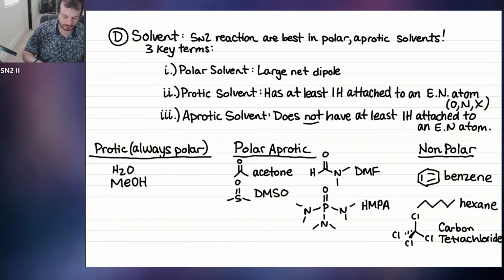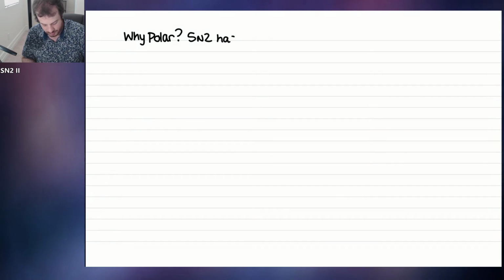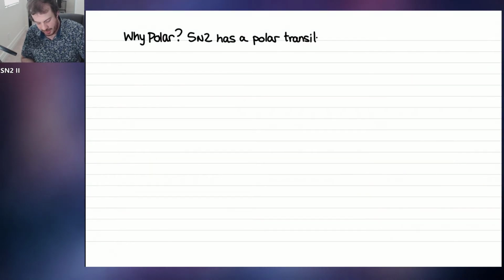Okay, why? So now the last thing we need to answer is why. First we'll answer the question, why polar? Polar is good because Sn2 has a polar transition state. We'll talk about transition states a little bit later. I already showed the transition state for Sn2 in the previous lesson. And polar solvents stabilize a polar transition state.